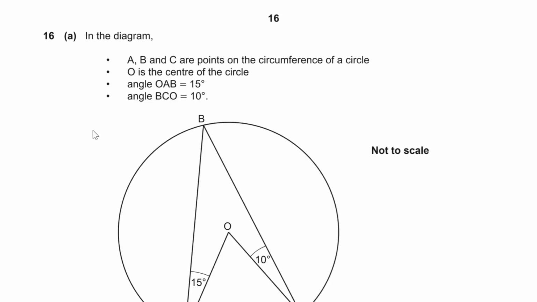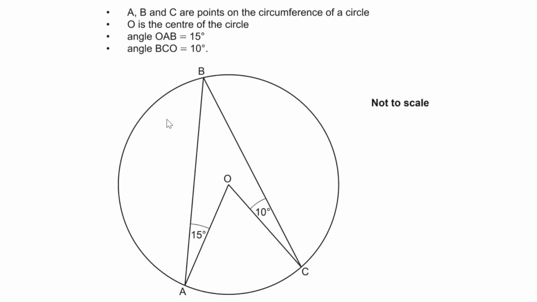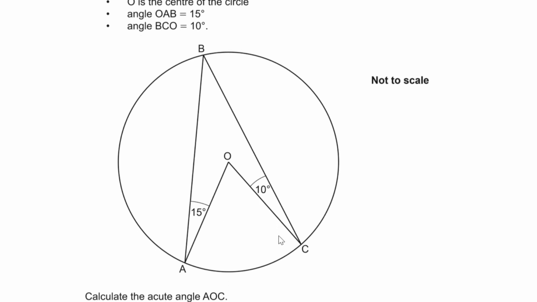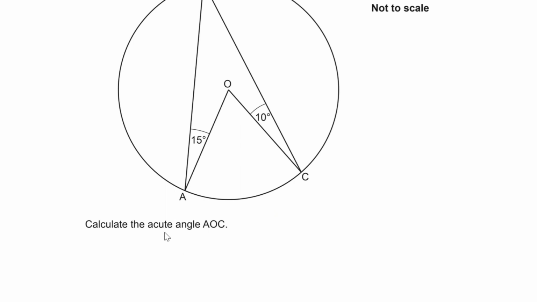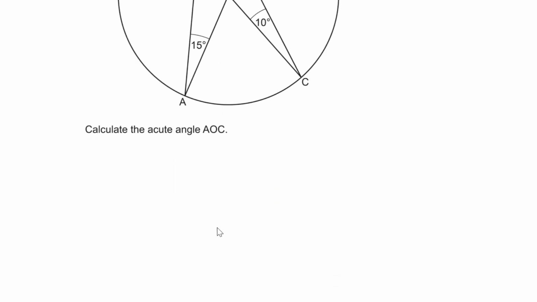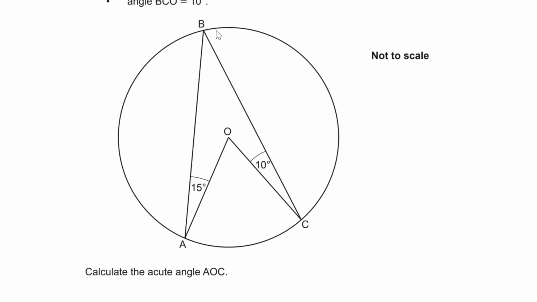Question number 16. In a diagram, A, B and C are points on the circumference. O is the centre. We've got this angle OAB equaling 15 and BCO equaling 10. And we have to calculate the acute angle AOC. So AOC, the acute one, that's over here. So what's the first thing that we can do?